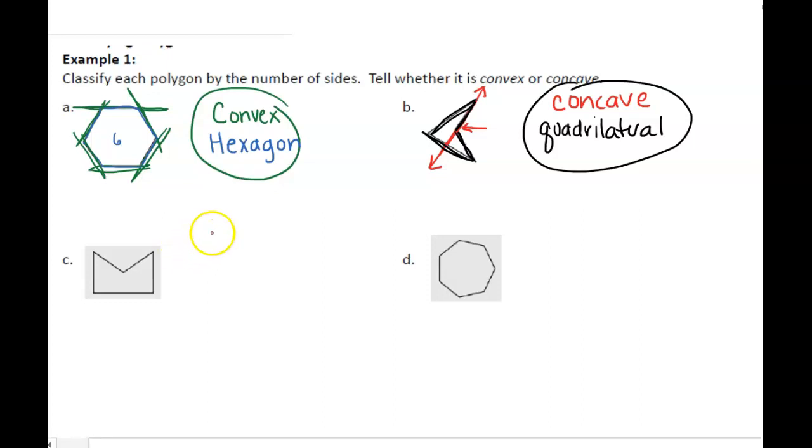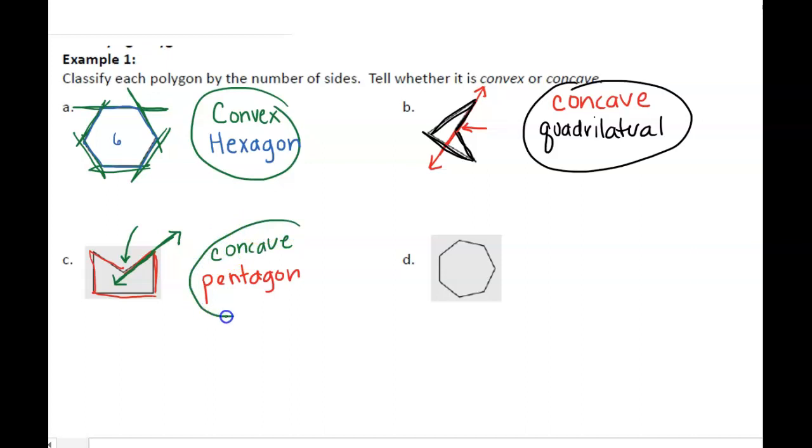All right, so hopefully you've worked through this, but let's go ahead and do these. To find the number of sides, I have one side, two, three, four, five sides, which means I'm dealing with a pentagon. Notice right here, it looks like I'm caving in, so I'm going to test one of these sides. If I make this segment a line right here, I'm going on the inside of that polygon. So it is in fact concave. So I would call this a concave pentagon.